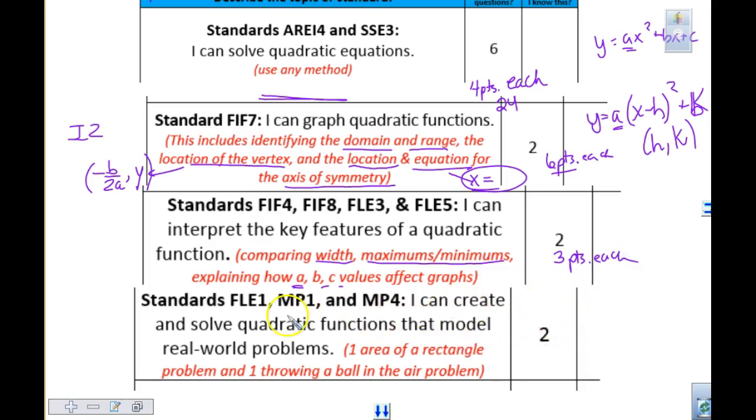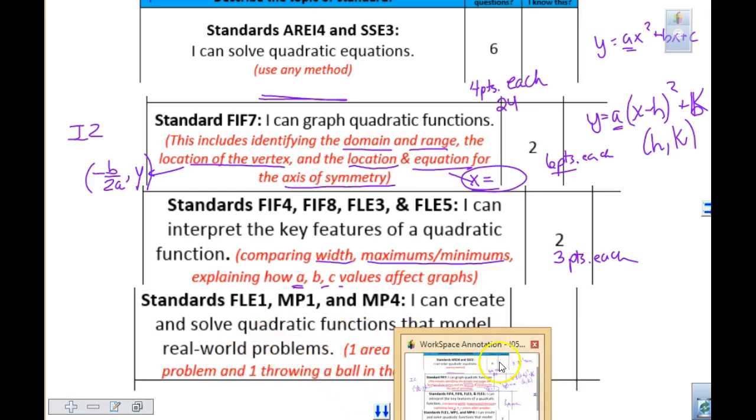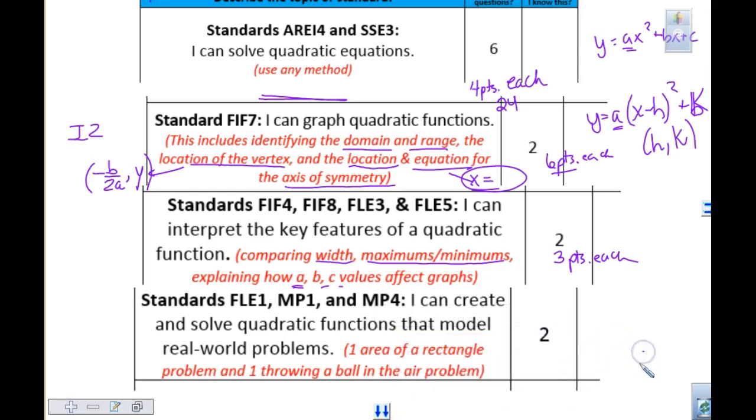And then our last standard is I can create and solve a quadratic function to model real-world problems. Which ones are you looking at? As you look at this one, it is going to be an area. The other one is going to be with throwing the ball. What do I mean by throwing the ball?